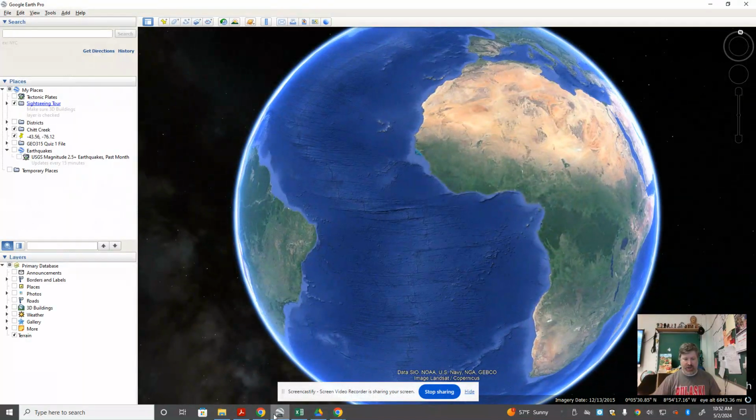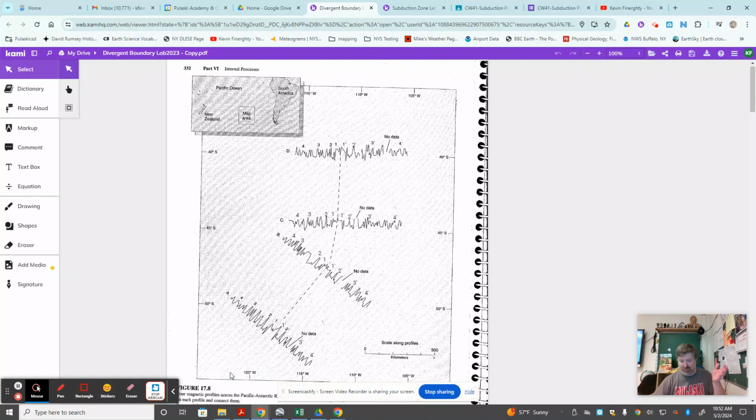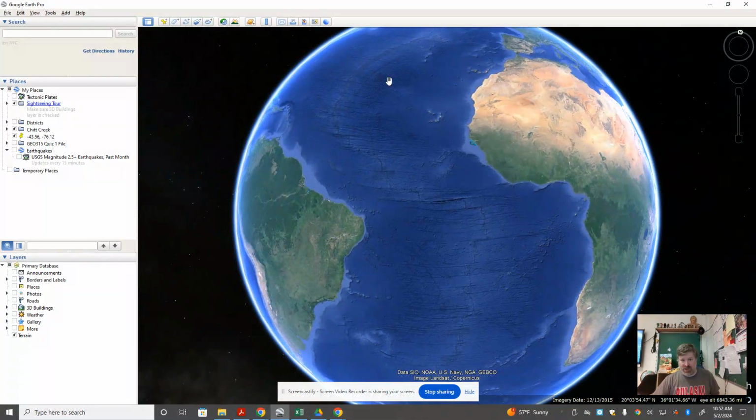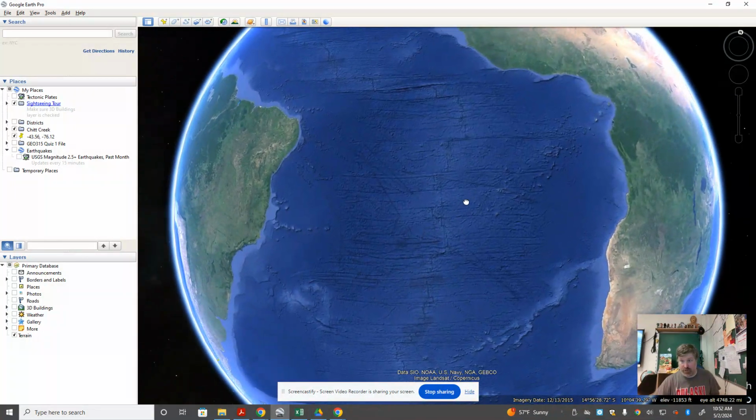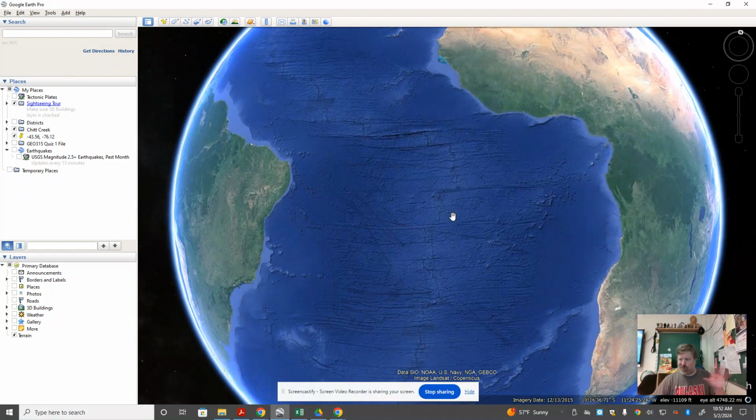So we're going to get at how to do this lab here because you were absent for it, and we'll get you all caught up here. The premise has to do with this line that you can kind of see here in the Google Earth. So let's do a little backstory.